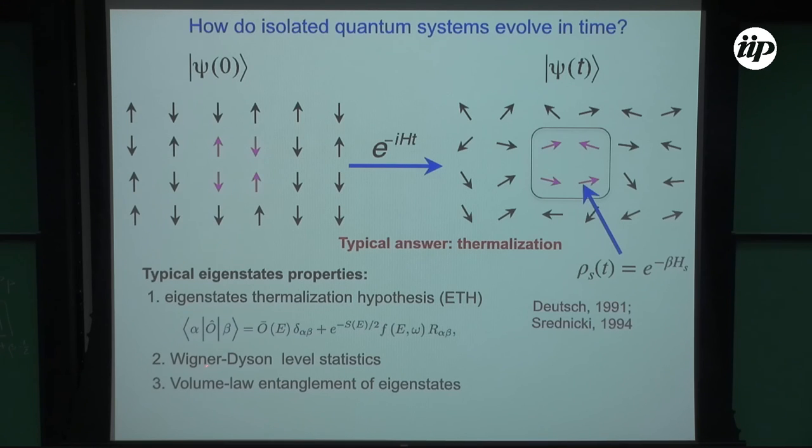Many-body thermalizing systems exhibit Wigner-Dyson level statistics, as was discussed all through the day today. They also can be characterized in terms of the entanglement properties of their eigenstates. And they exhibit a volume law entanglement that eventually gives rise to the thermodynamic entropy.